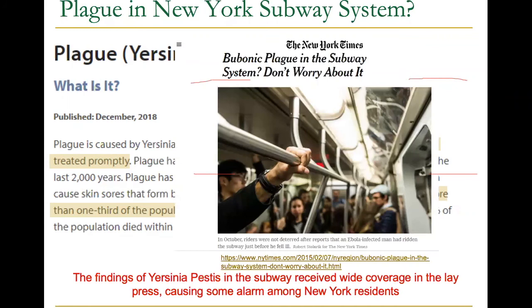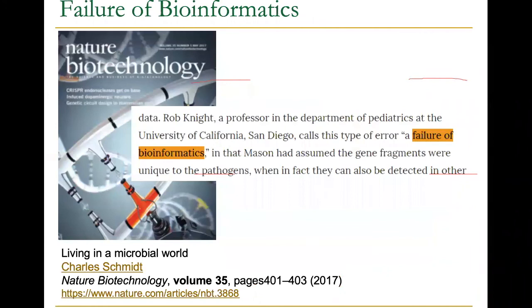But when they used the traditional, conventional way of doing genome analysis in the wet lab, where they can grow the sample, they can find whether they can really get the traces of this plague or it was something else. And actually they didn't find that bacteria in the New York station. They considered it a false positive. So from that time, people started saying, or they called this case, a failure of bioinformatics.